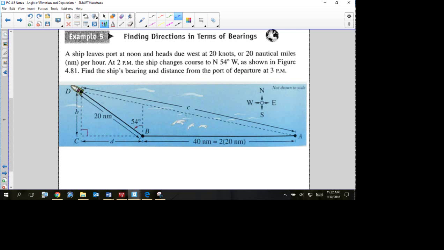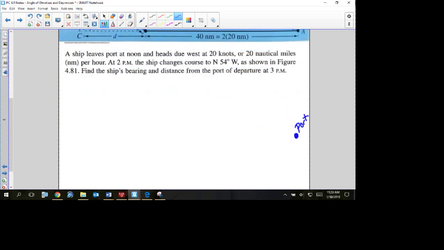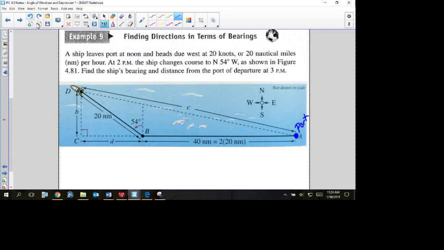So this says we have a ship that leaves port at noon and heads due west 20 knots, or 20 nautical miles per hour. So the first question is, where is the port? If they're first heading west for 20 nautical miles per hour, you can see here the port going west. That's the first part. So we're going to start at A. This is going to be our port. And then we're going to go to the west. And it says we're going 20 nautical miles per hour, but this is 40 nautical miles. Do you know why?